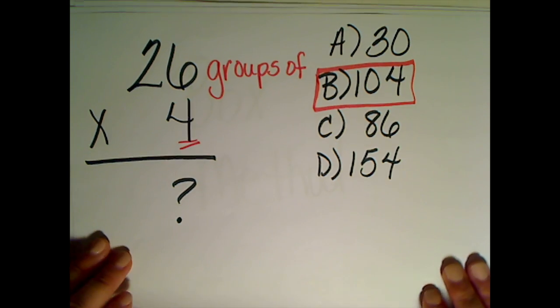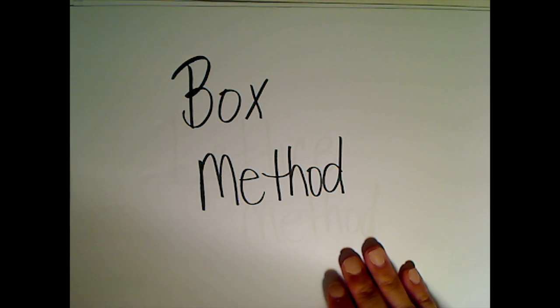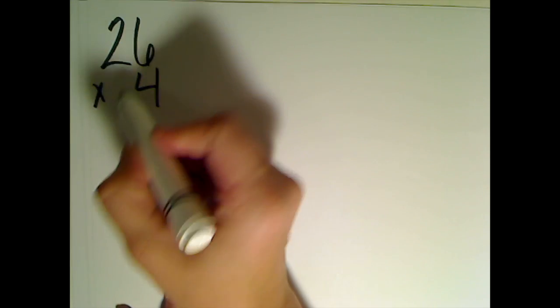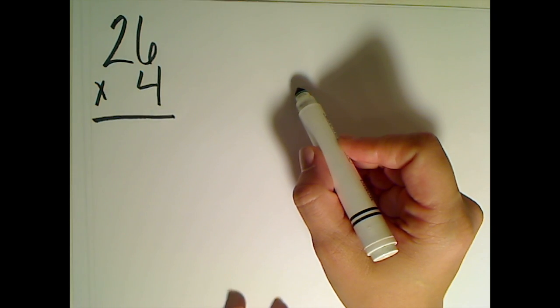So here we go. First and foremost, let's start off with the box method. And what is the box method? I'm sure a lot of you are familiar with the word decomposing numbers, and the box method decomposes those numbers. So let's see what that looks like. The original problem is 26 times 4. Now what does that look like when we say to decompose it? Well, let's go to the box method.